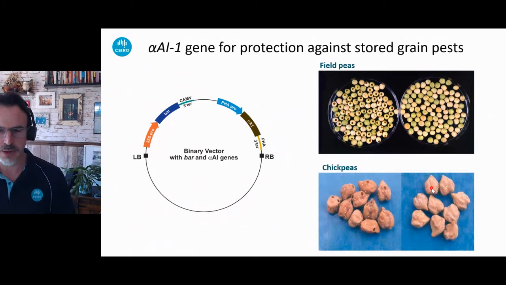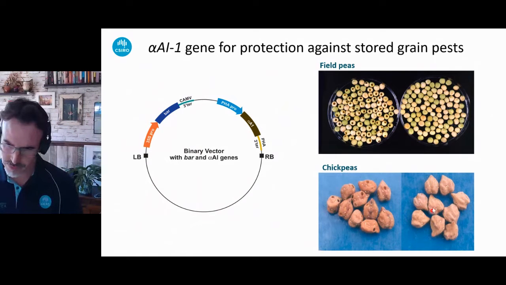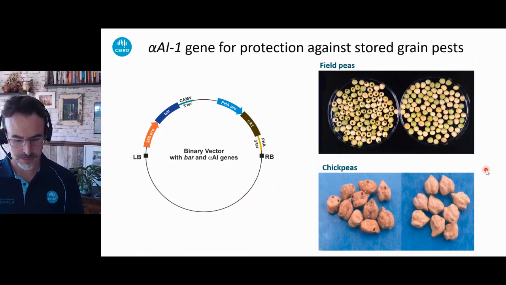Similarly, with chickpeas, we have had the same results, where transgenic varieties are fully protected from the damage of these insects. You still can see the eggs on the surface of the seeds, but the larvae cannot emerge from them and doesn't cause any more problems.